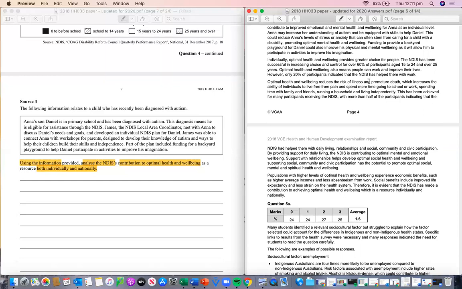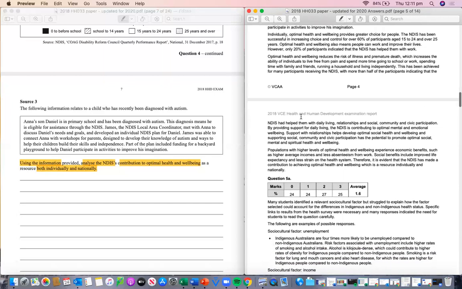Moving on. Individually, optimal health and well-being provides a greater choice for people. The NDIS has been successful in increasing choice and control for over 60% of participants aged 15 to 24 and over 25 years. Optimal health and well-being also means that people can work and improve their lives. However, only 20% of participants indicated that NDIS has helped them with work.